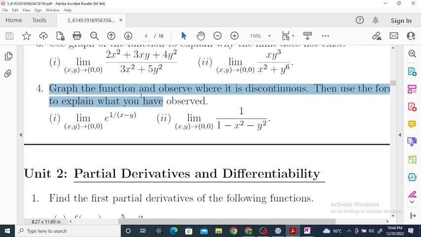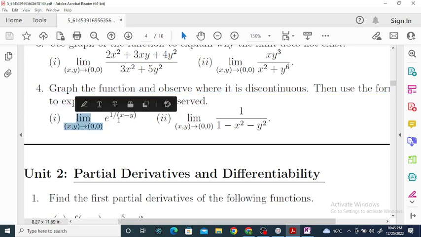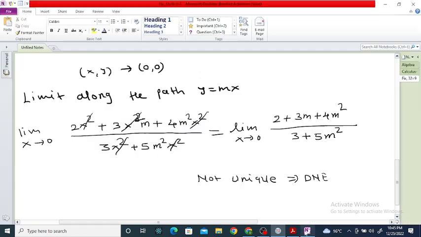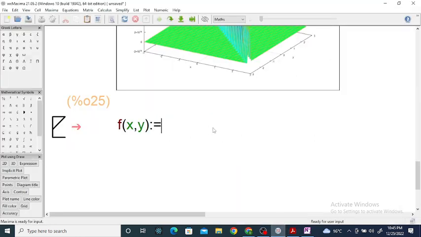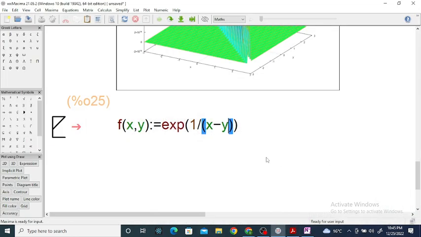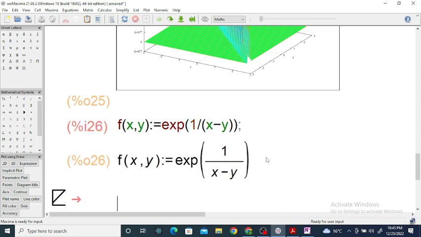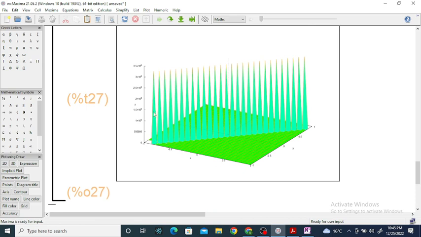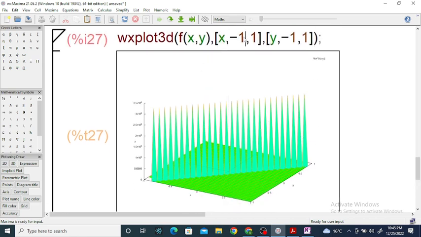Now the next example: graph the function and observe where it is discontinuous. Again, you can check whether this function is continuous or discontinuous if you plot it. Take one more example, f of x y is equal to exp of 1 divided by x minus y, and we want to check whether the given function is continuous at the origin. Now if you plot this graph, you can see again this function is not continuous at (0, 0). You can increase the range.